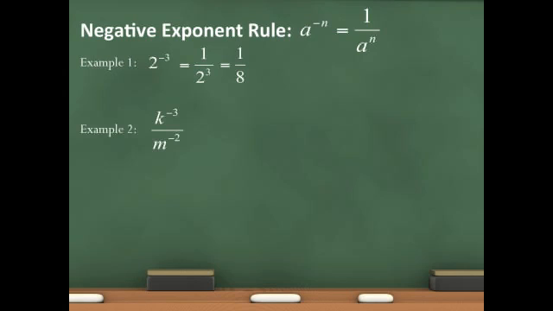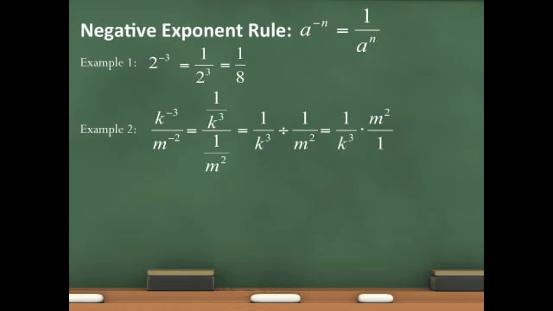Example 2. K raised to the negative 3 power divided by m raised to the negative 2 can be rewritten using positive exponents as 1 over k to the third divided by 1 over m to the second. This gives us a complex fraction which can be simplified by rewriting the expression as 1 over k to the third divided by 1 over m squared.